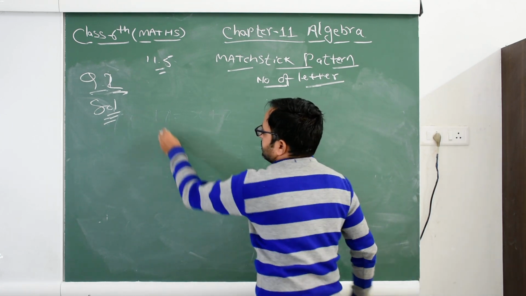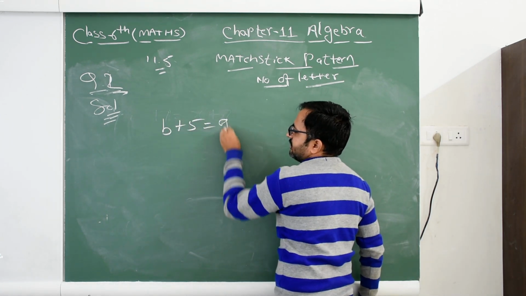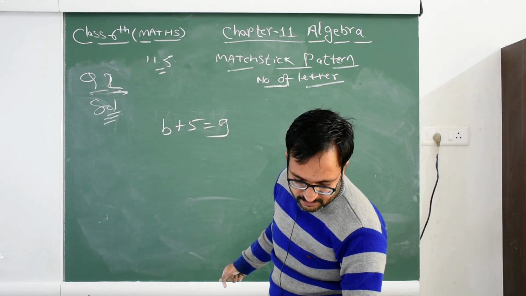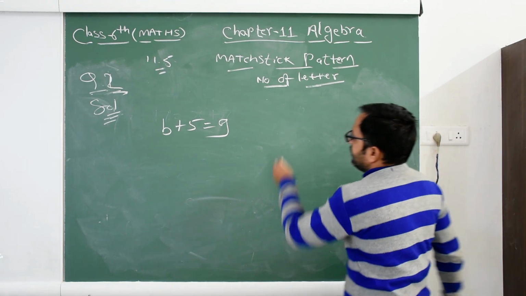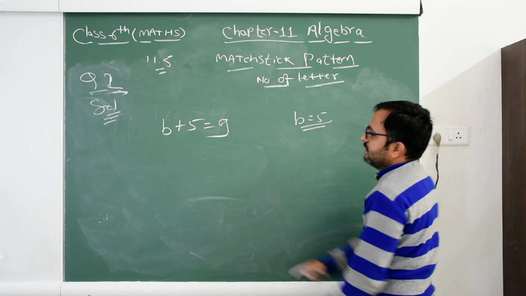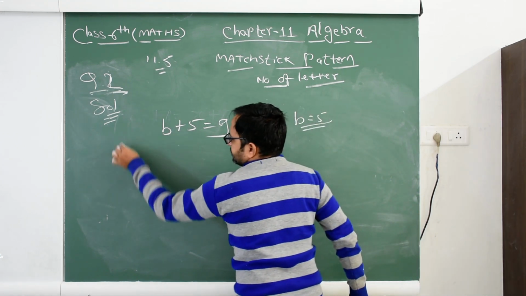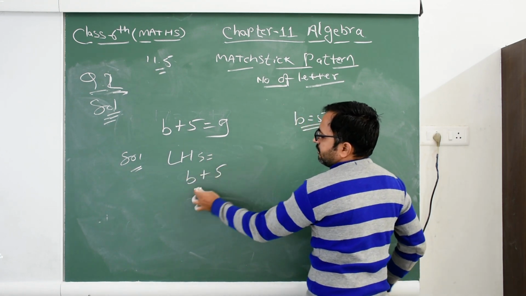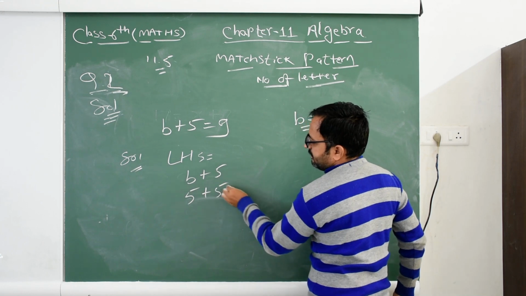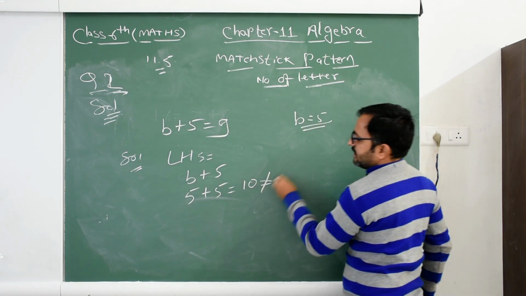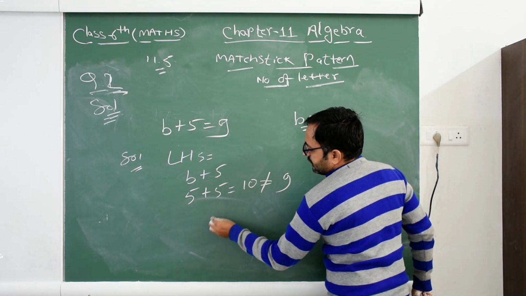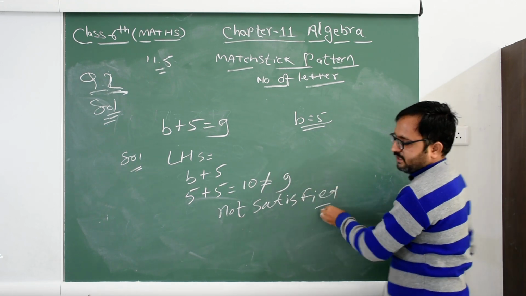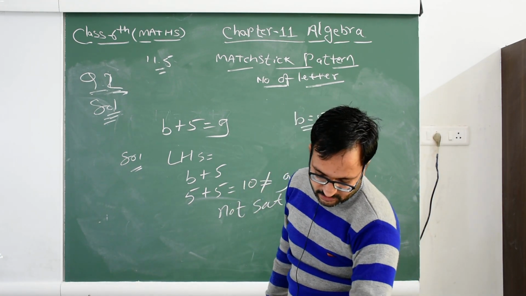And we take another equation, b plus 5 equal to 9, not an expression, this is a type of equation. The value of the variable is b equal to 5, here b is a variable. Now we take the LHS part, b plus 5. What is the value of b? 5 plus 5 equal to 10, and 10 is not equal to 9, so not satisfied. Okay, the remaining questions are for your homework.